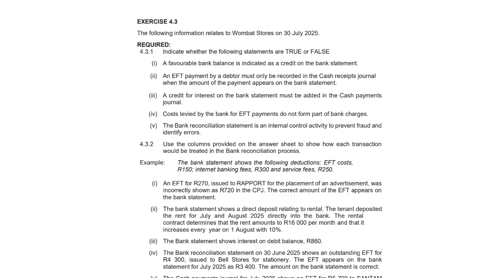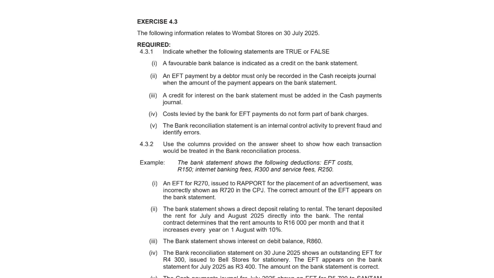The example given: the bank statement shows the following deductions: EFT costs 150 Rand, internet banking fees 300 Rand, and service fees 250 Rand. Now we know all of these costs are classified as bank charges, so you're going to add them up together. If you add those three amounts, you get 700. So if you go to your answer sheet on the next page, bank charges is an expense which goes to our CPJ. The name of the account or details will be bank charges.